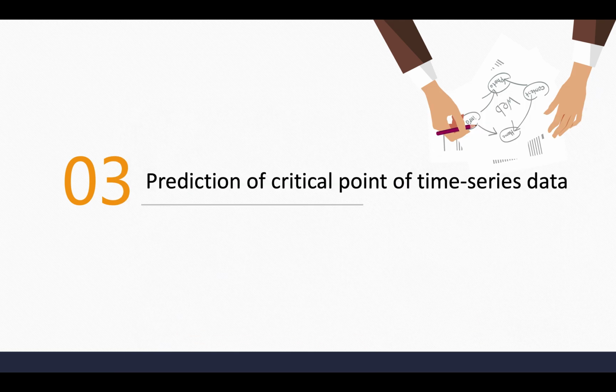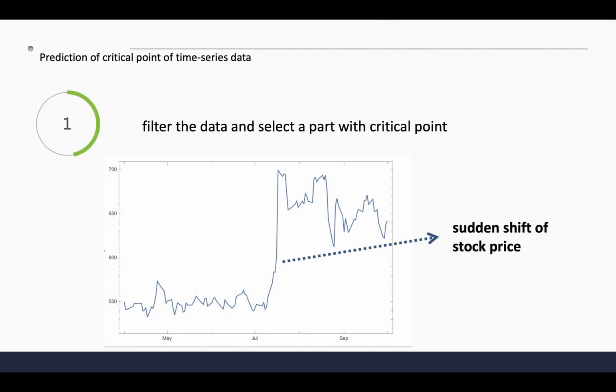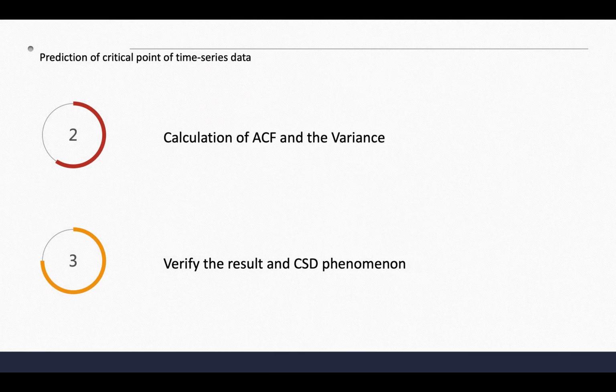In this part, I will use the critical slowing down method to predict the critical point of the Google stock price dataset. Firstly, I filter the data and select a part, which we can see in this graph from April 1st to November 1st in 2014, that has a critical point, showing in the chart a sudden shift of the stock price from the original data. And secondly, calculate the ACF and the variance of the data, and see the change of their value. At last, check the value and compare the result with critical slowing down phenomena.